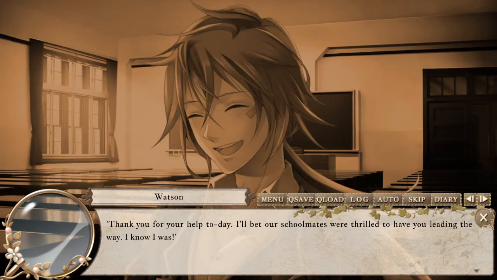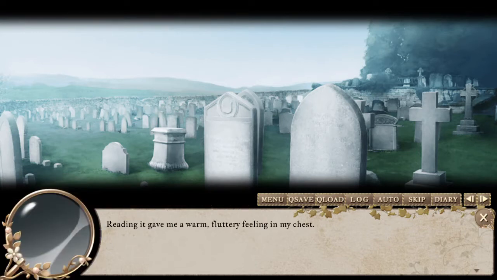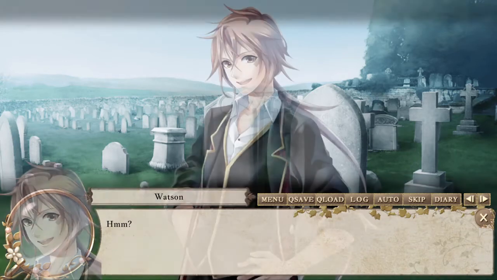Thank you for your help today. I'll bet our schoolmates were thrilled to have you leading the way. I know I was. Aww. What a sweetheart. Goodness. Reading it gave me a warm, fluttery feeling in my chest. I happened to nonchalantly look up after reading it to spot just who I was thinking about.